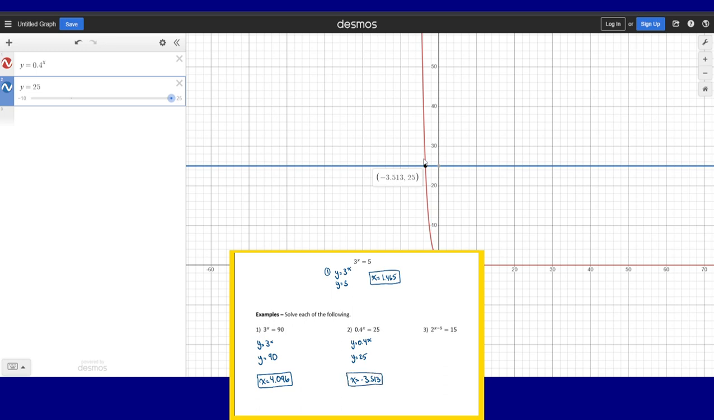And again, we don't know how to solve these by hand if we don't have technology or if they don't have common bases. Like I said, we'll learn about that later on. But for right now, let's just learn how to do it with technology first.